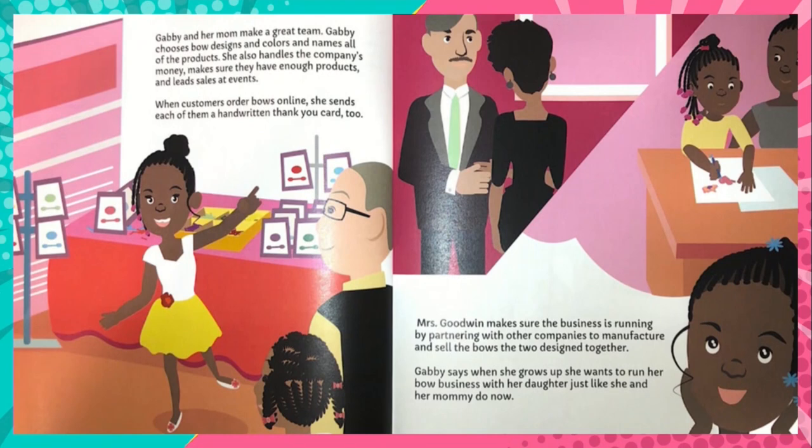Gabby and her mom make a great team. Gabby chooses bow designs and colors and names all of the products. She also handles the company's money, makes sure they have enough products, and leads sales at events. When customers order bows online, she sends each of them a handwritten thank you card too. Mrs. Goodwin makes sure the business is running by partnering with other companies to manufacture and sell the bows the two designed together. Gabby says when she grows up, she wants to run her bow business with her daughter, just like she and her mommy do now.